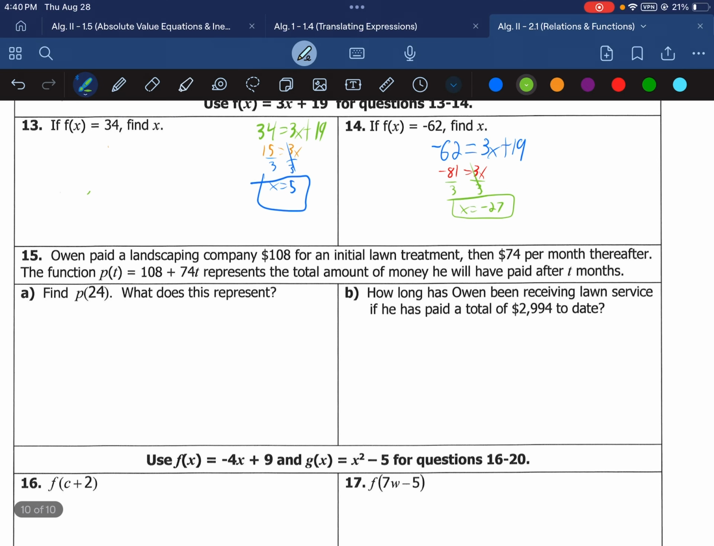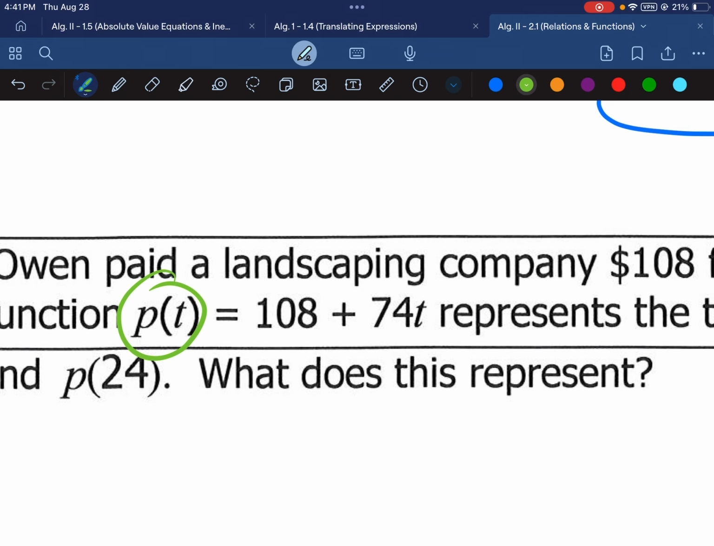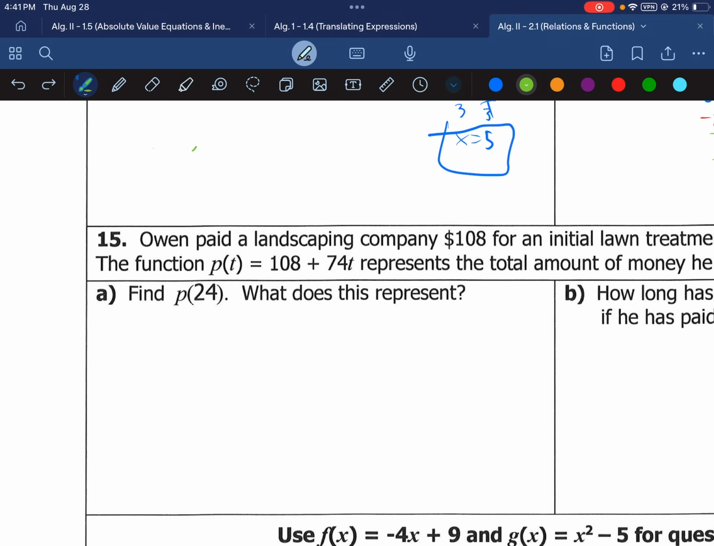On number 15 here, Owen paid a landscaping company $108 for an initial lawn treatment, then $70 per month thereafter. The function p of t equals 108 plus 74t represents the total amount of money he will have paid after t months. So t is the amount of time in months, 108 for the initial treatment, 74 per month, every single month, so it multiplies per the number of months, and we add that up to how much he's paying, or p, the y value, what we get out over that time frame.